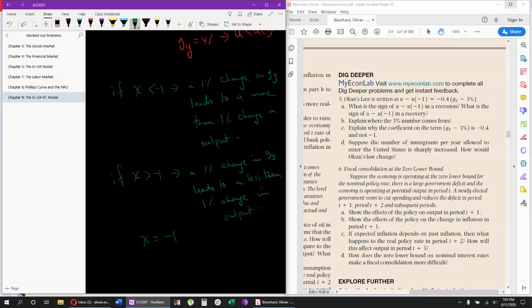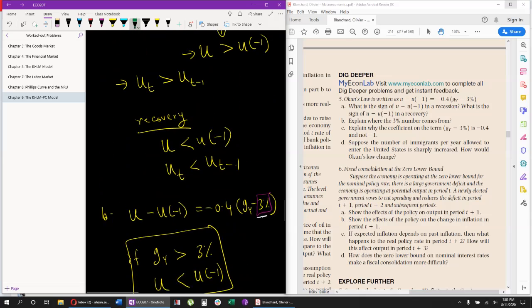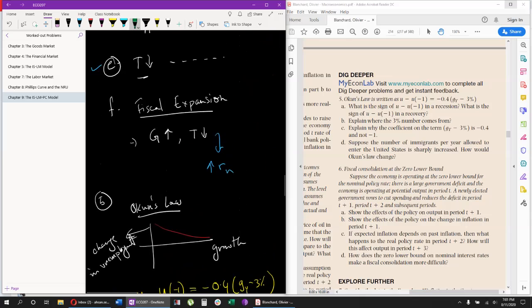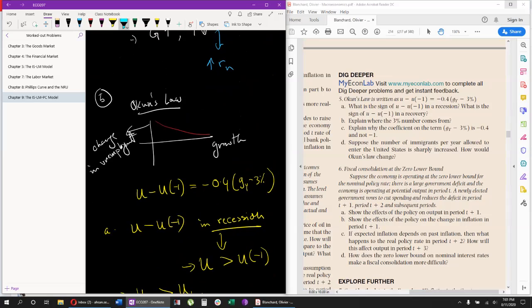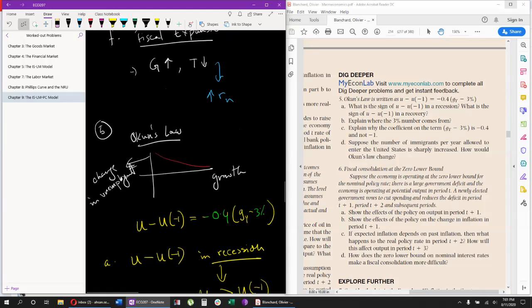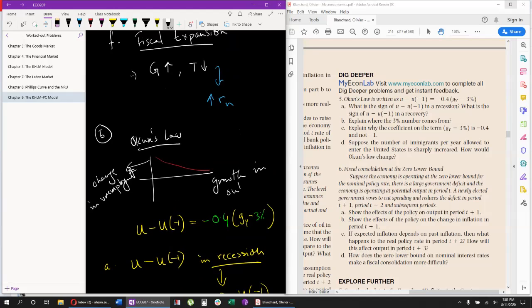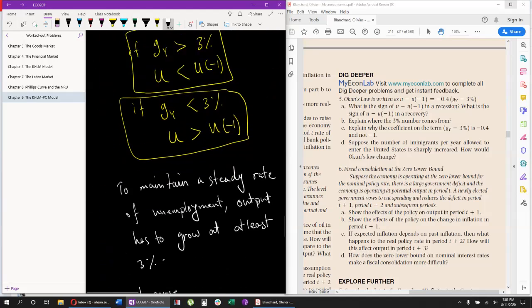That's the interpretation. Notice that we had started off with this equation. We didn't really know what it meant, but now we understand what this 3% is. We understand what this is, and of course we know how to interpret unemployment and growth. And effectively, that is Okun's Law. It shows us the relationship between growth in output and the subsequent change in unemployment. That was part C.